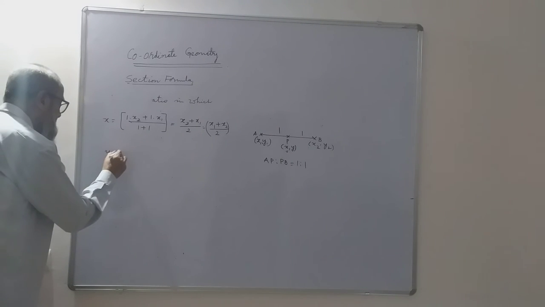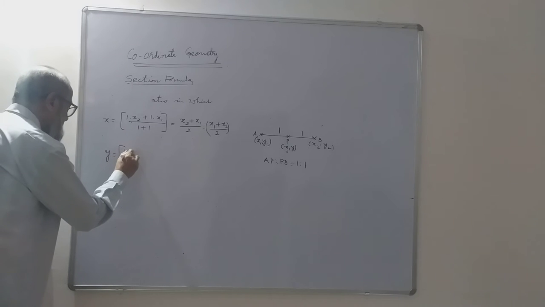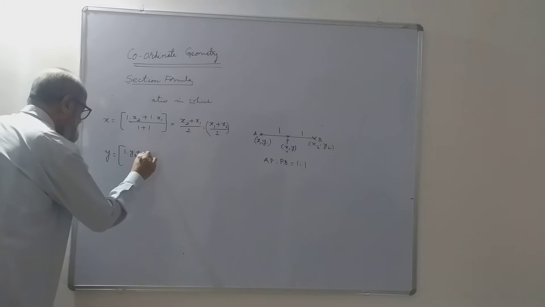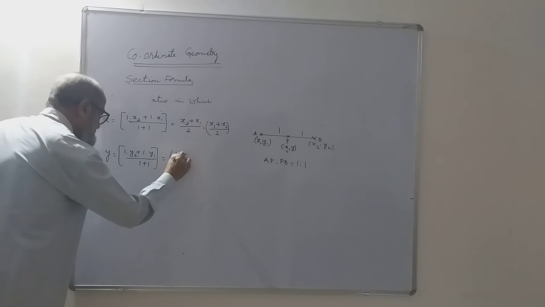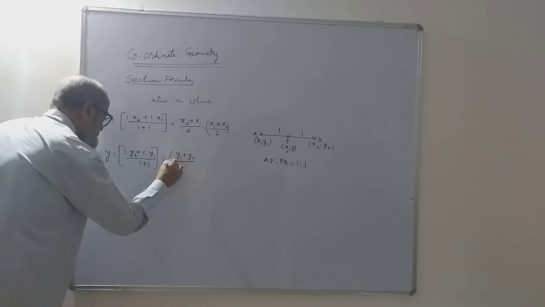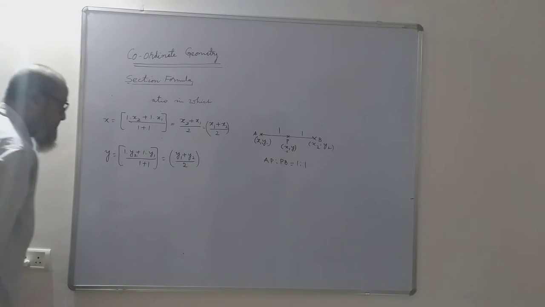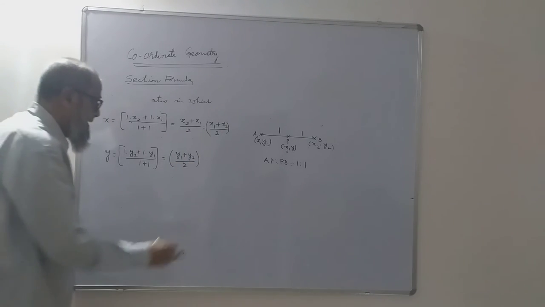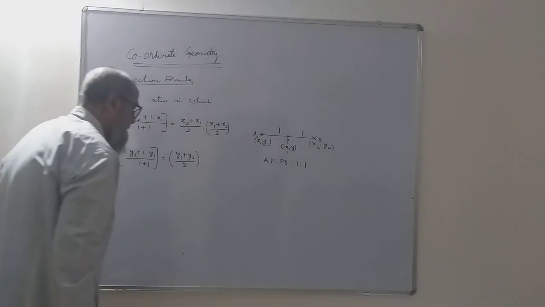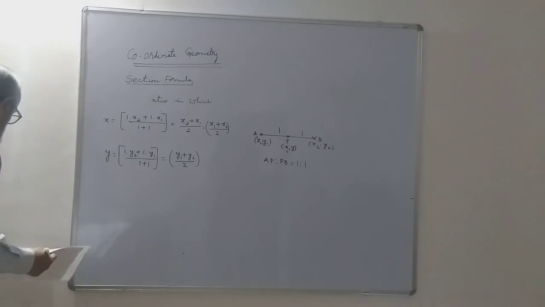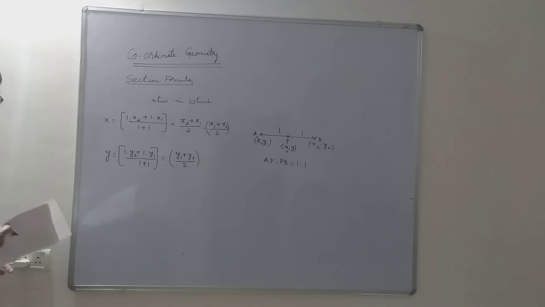Similarly, Y will be equal to 1 into Y2 plus 1 into Y1 divided by 1 plus 1. That is again Y1 plus Y2 divided by 2. So whenever you want to find the midpoint of a straight line, add the X coordinates of the two ends and divide by 2, add the Y coordinates of the ends and divide by 2, you get X and Y. Right? This is how it is. So we'll do a problem on that.